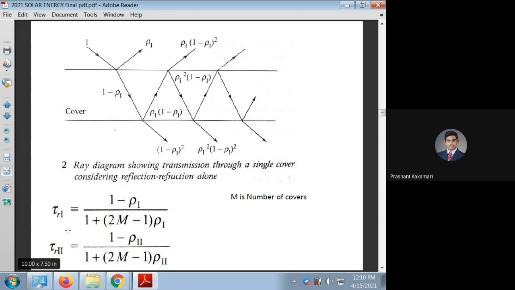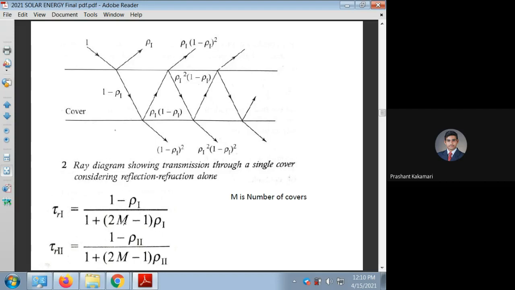the transmissivity due to refraction or reflection, one can write the effective formula as (1 minus rho 1) divided by 1 plus 2m. Here, after taking the common term, (1 minus rho 1) whole squared, I can write it as 1 minus rho 1 divided by 1 plus, in brackets, (2m minus 1), into rho 1.